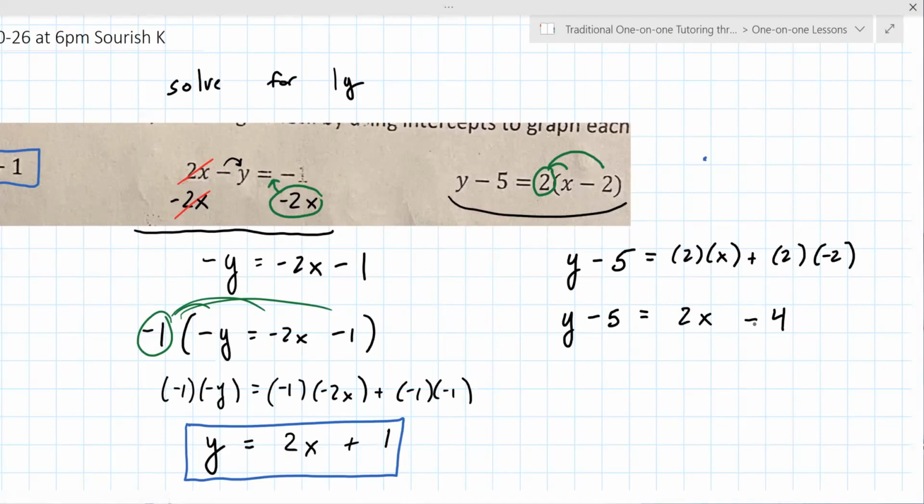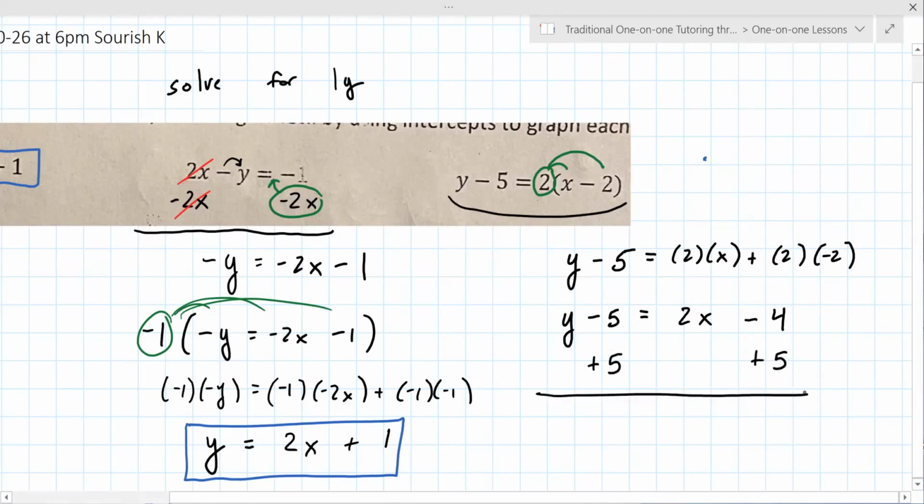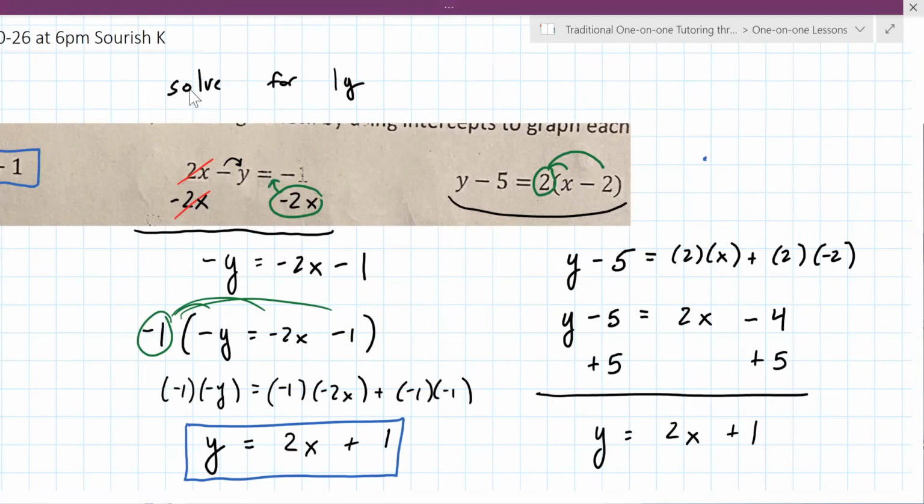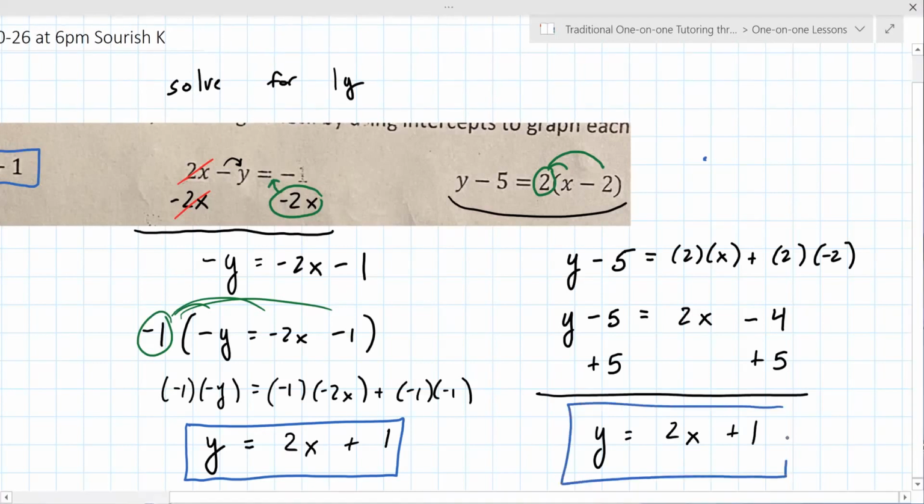Okay, I got it. Okay, so how do you solve for y here? Well, this 5 is in the way. This -5, so you're going to add 5 to both sides of the equation. So this becomes y, and then -4 plus 5 is +1. And again, it's the same as the others.